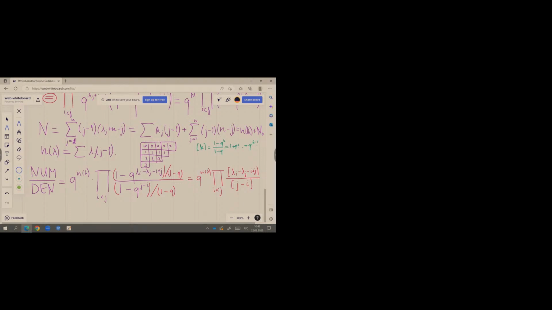That's the principal specialization of the Schur polynomial. And from this we'll get the hook-length formula and some more funny stuff.